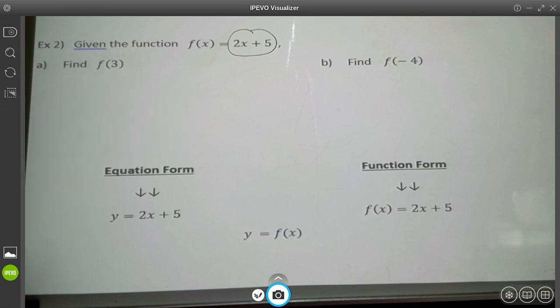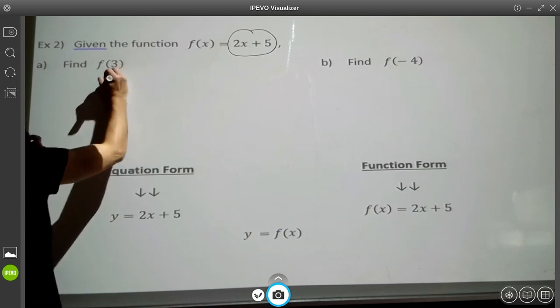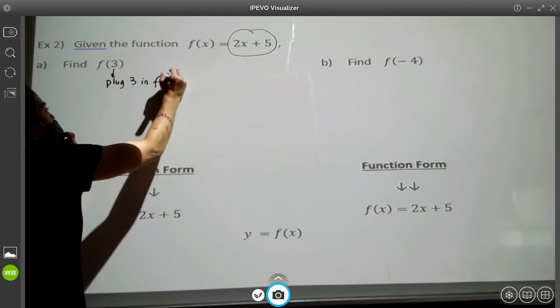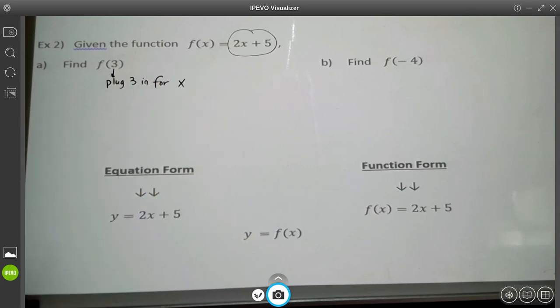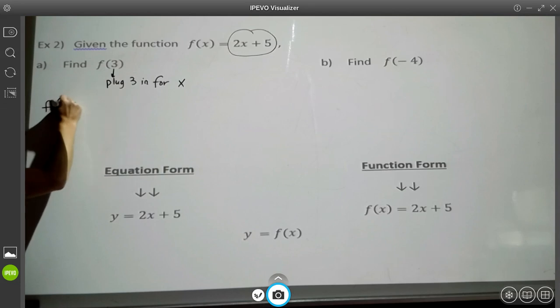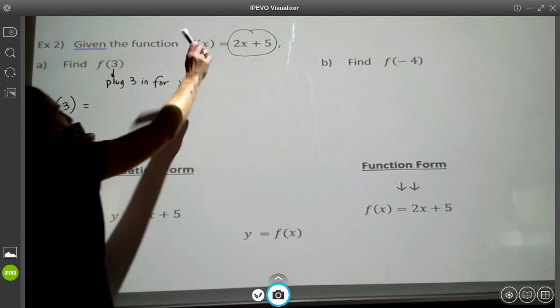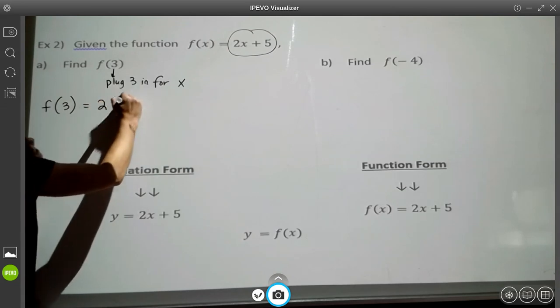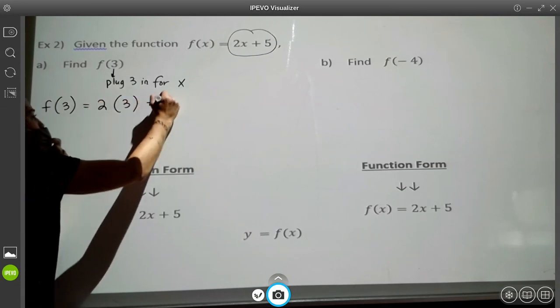Whatever they write inside of those parentheses, that's what you plug in for x. So we're literally going to plug 3 in for x. Whatever is written in those parentheses is what goes in for x. They are telling us to go to function f and plug a 3 in. So let's do it. f of 3 is going to equal, we're plugging 3 in for the x: 2 times 3 plus 5.